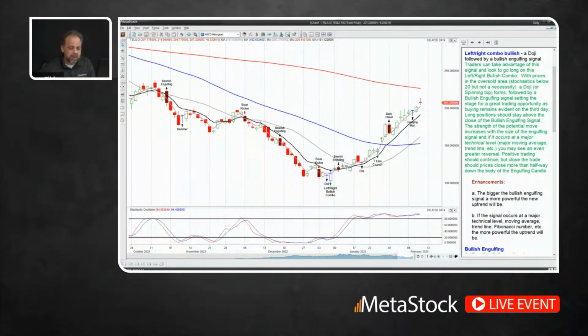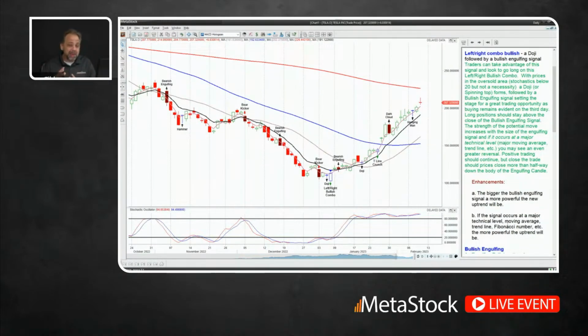It also says if the signal occurs at a major technical level, like a moving average, a trend line, a Fibonacci level, or a support level, something like that, the more powerful the uptrend will be. So those are the things that I could look for if I was looking to use this as a signal. All those are identified for you. They're all put on the chart.